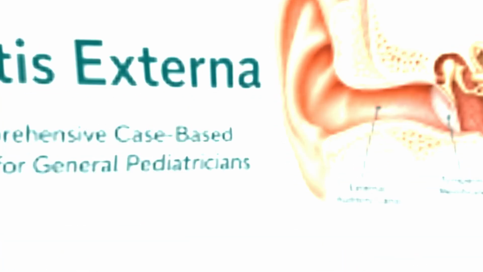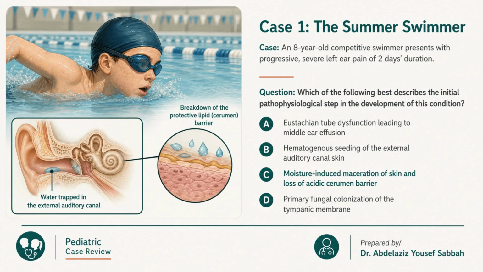Let us begin. Case 1. An 8-year-old competitive swimmer presents with progressive severe left ear pain of 2 days duration. Which of the following best describes the initial pathophysiological step in the development of this condition? Option A. Eustachian tube dysfunction leading to middle ear effusion. Option B. Hematogenous seeding of the external auditory canal skin. Option C. Moisture-induced maceration of skin and loss of acidic cerumen barrier. Option D. Primary fungal colonization of the tympanic membrane.